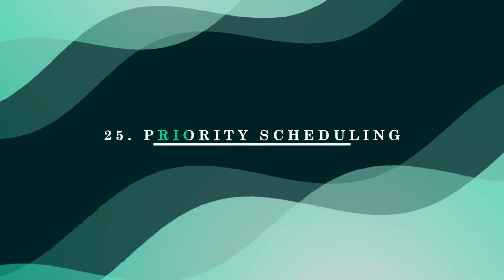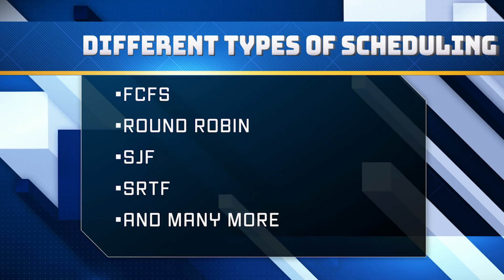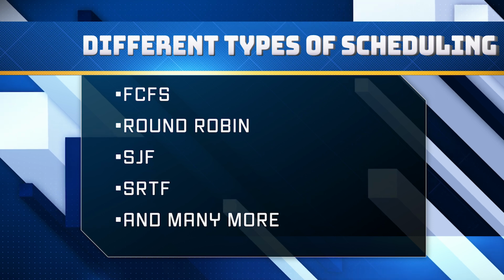In this video, we're going to discuss a new scheduling algorithm, that is priority scheduling. In the previous videos, we have discussed different types of scheduling algorithms like first come first serve, round robin, shortest job first, shortest remaining time first algorithms. So if you haven't watched them, make sure you watch them.